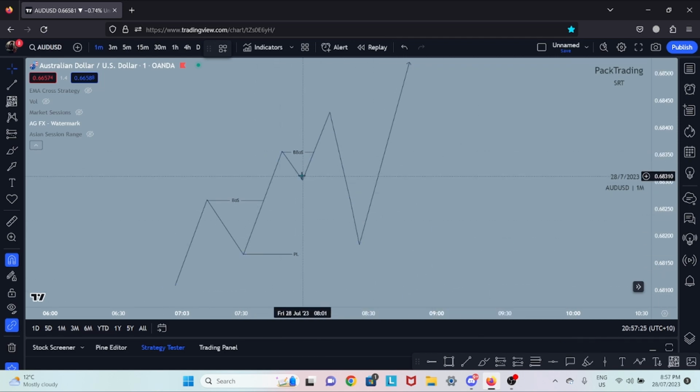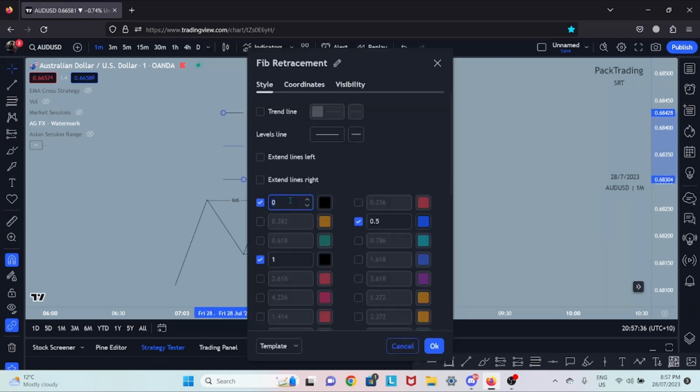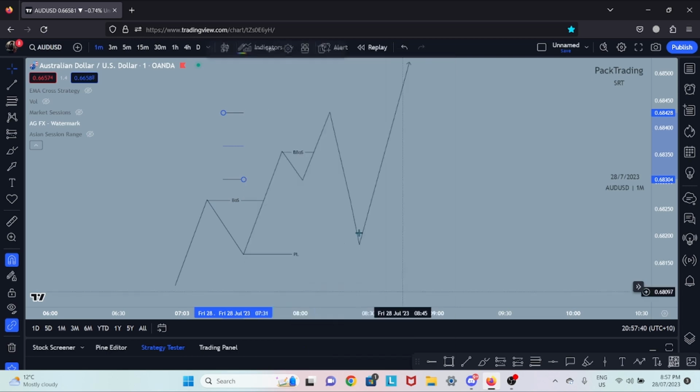So the way we find a BBOS, the way we confirm a BBOS, there's many ways. The first way is using the premium discount. Just go in your settings, make it 0, 1, 2.5, take a screenshot, just pause the video. So you use the premium discount from the protected low to the weak high, this was the weak high before the BBOS. You mark out the premium discount of that range.